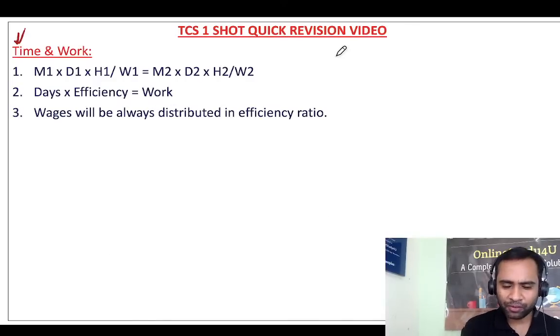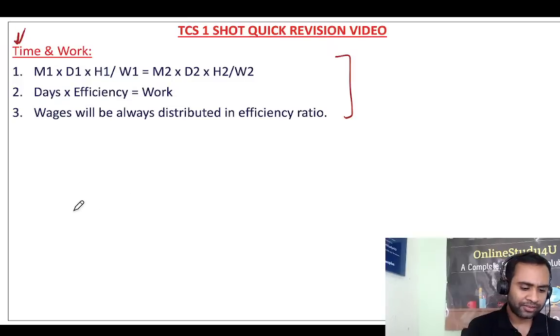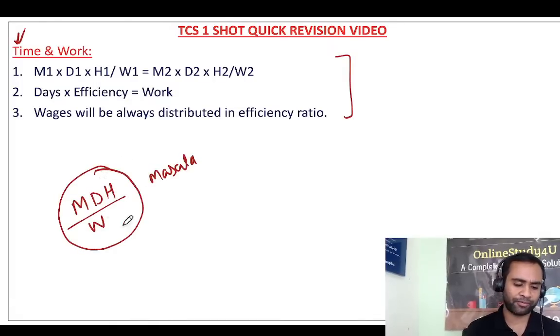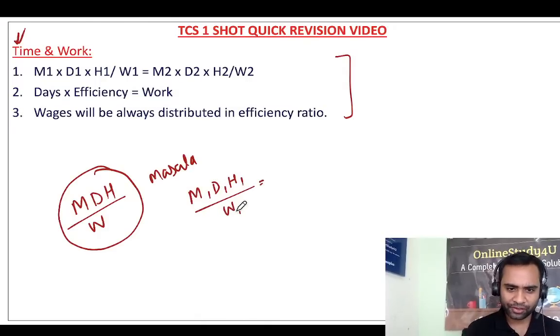Now next is time and work. The time and work formula: M1 D1 H1 by W1 is equal to M2 D2 H2 by W2. See, MDH, right? Who uses MDH? MDH is a masala, right? So who uses it? Your wife uses it, if you have a wife, or a woman mostly uses it. So the formula is M1 D1 H1 by W1, and here MDH who uses? Wife. So M2 D2 H2 by W2.